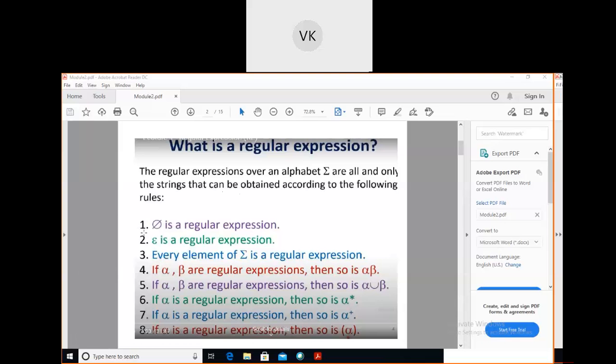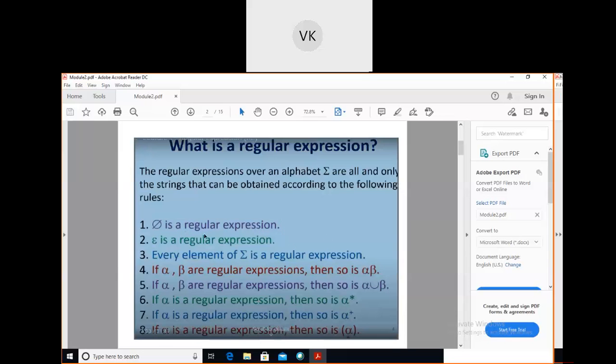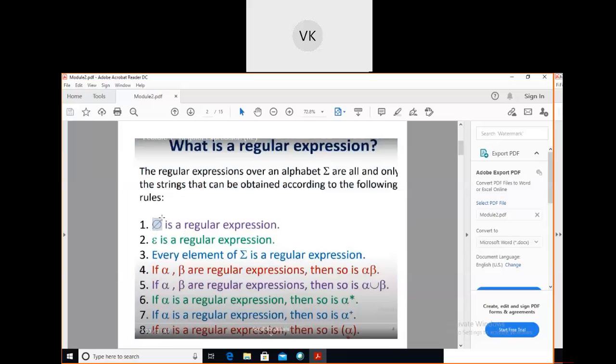Here you see the first thing: null is a regular expression. If you want to express a null language, it is going to be represented by this symbol. Null means the language itself is not there. If you want to show that, symbolically we are going to use this one. This is the representation of null.